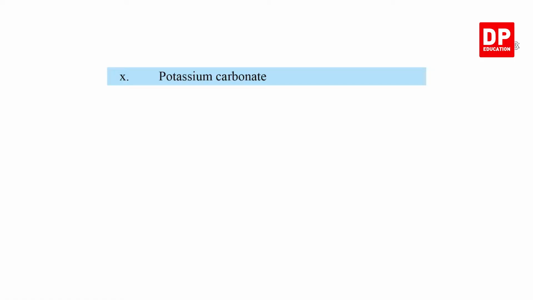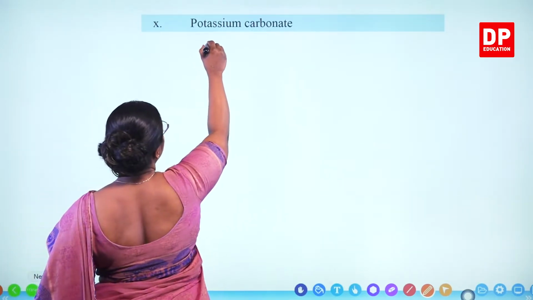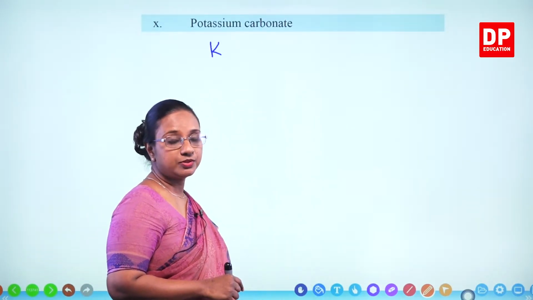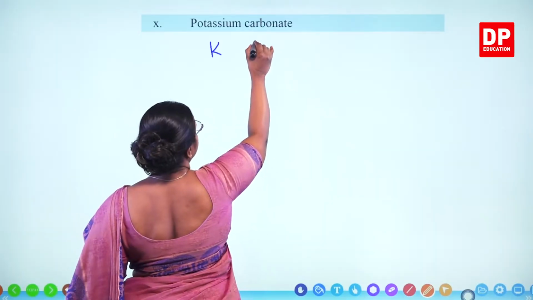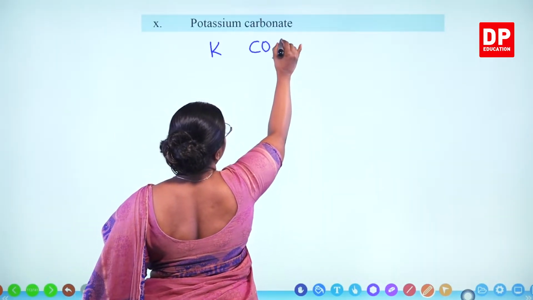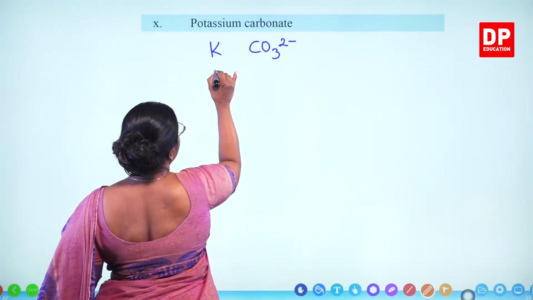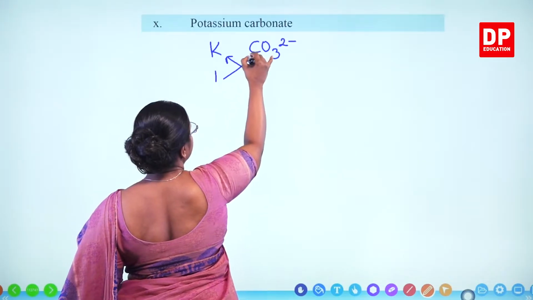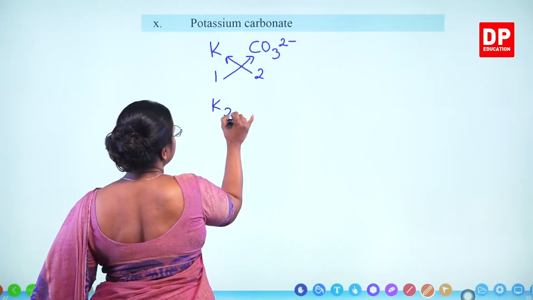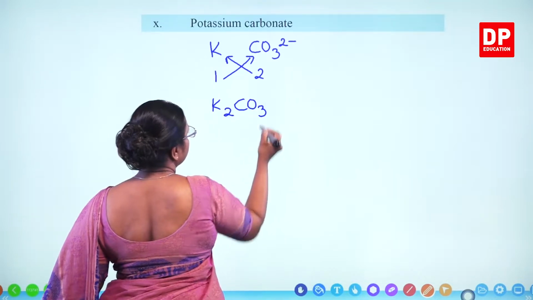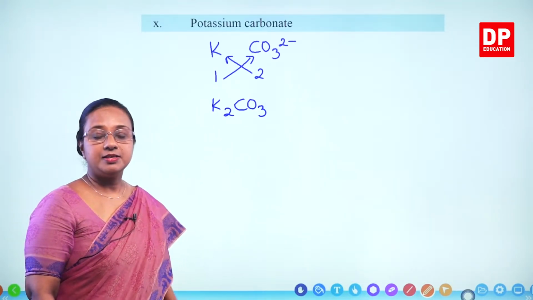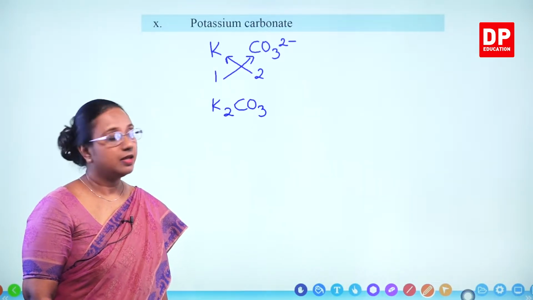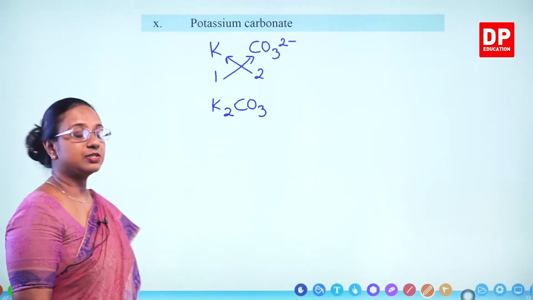Potassium carbonate. Potassium again, the symbol is K and carbonate is CO3 2 minus. Then the valencies 1 and 2. And we have to exchange the valencies. The formula becomes K2CO3. That is the chemical formula of potassium carbonate. Now we will do the next question.